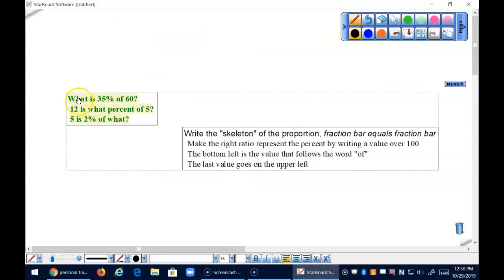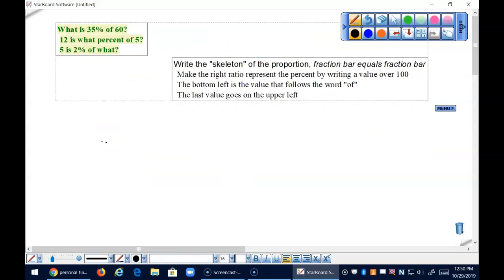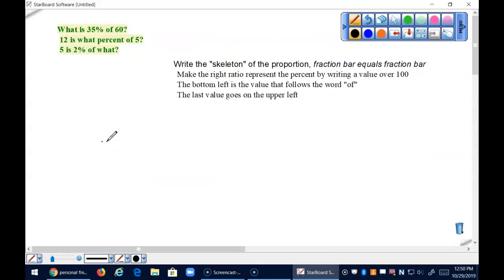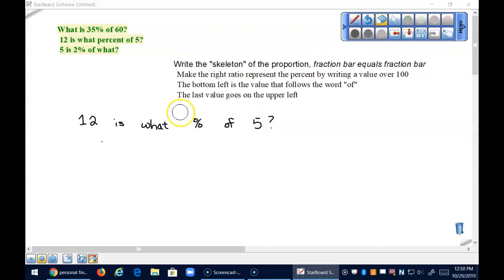Is it okay if I leave the other slide? Did everyone write what they needed to before I go on? Yes. Okay. So we're doing 12 is what percent of 5? So make a skeleton.